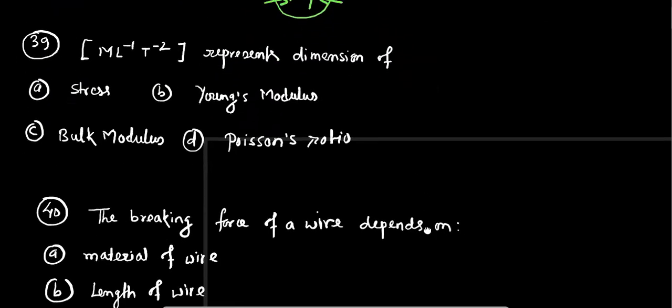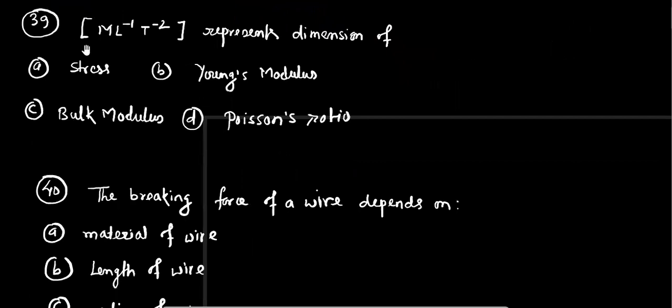Now we are going to discuss question number 39. ML inverse T minus 2 represents the dimension of stress, Young's modulus, bulk modulus, Poisson's ratio. Okay, so let us discuss this. Here ML inverse T minus 2.